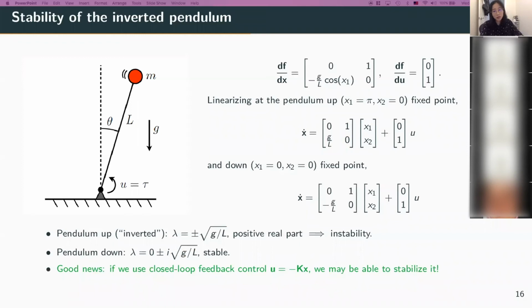The good news is that even if we have an unstable system, we may be able to use closed loop feedback control to stabilize it. And this leads to the notion of controllability. Any other questions before I go into controllability?